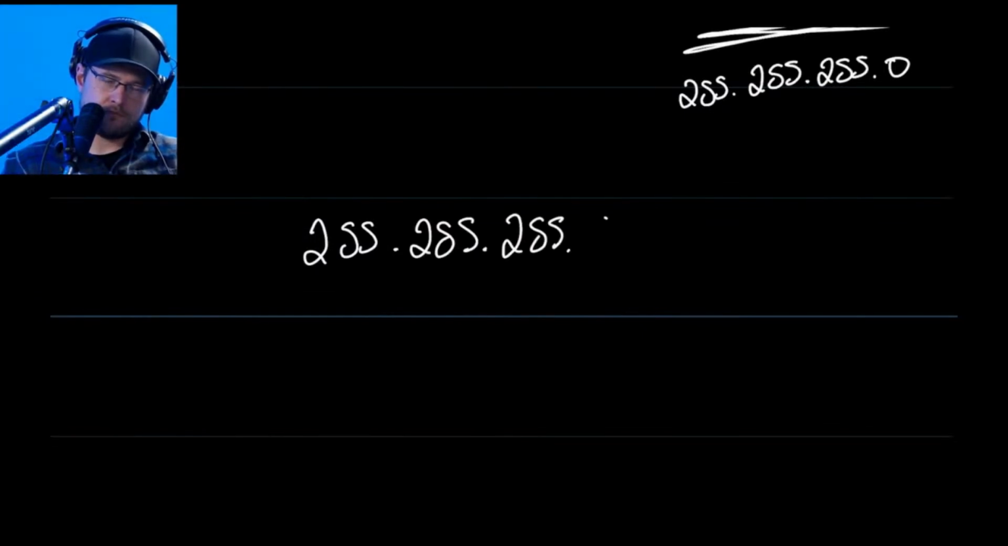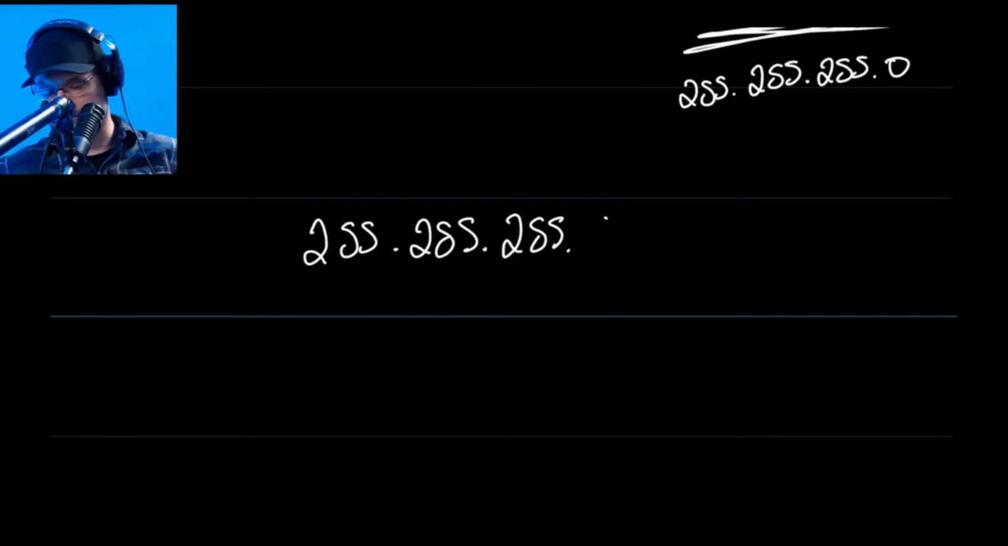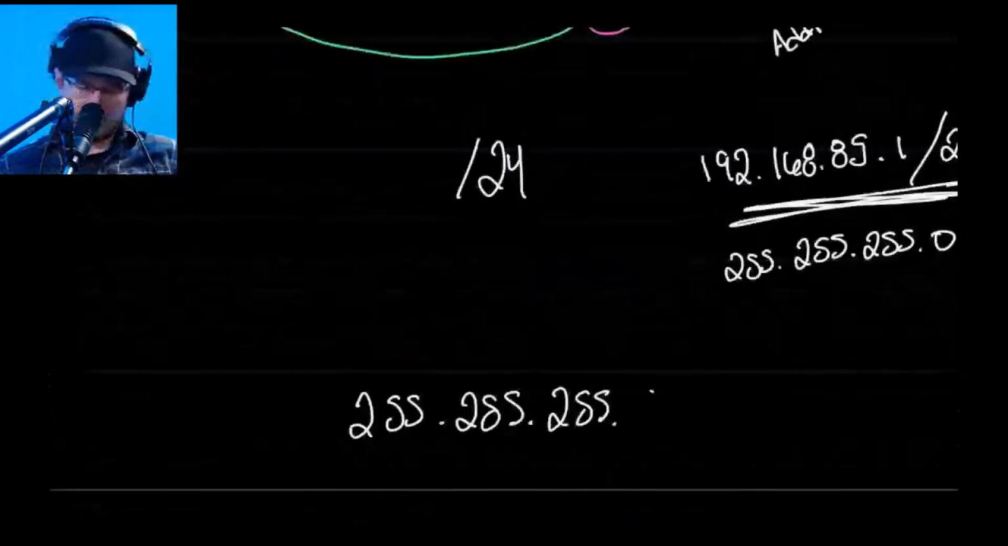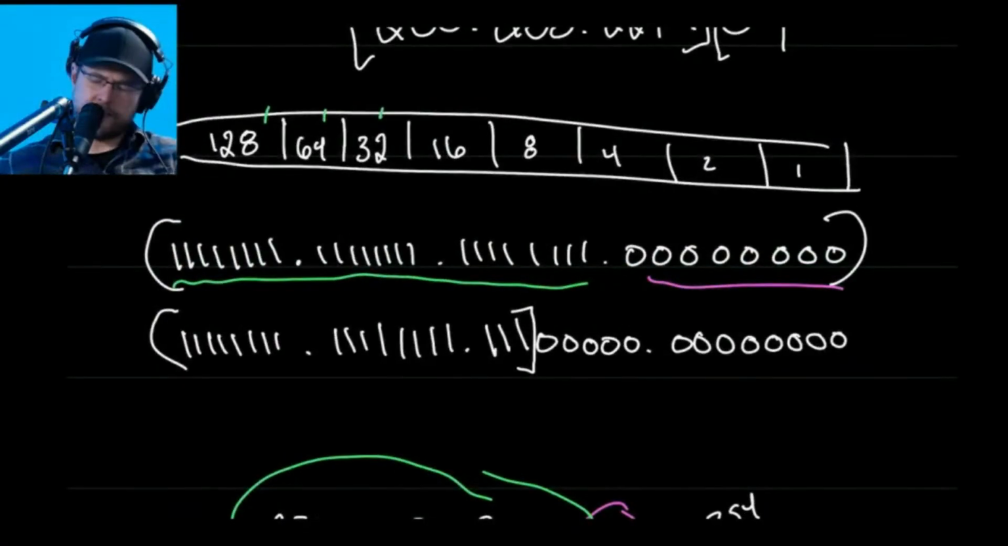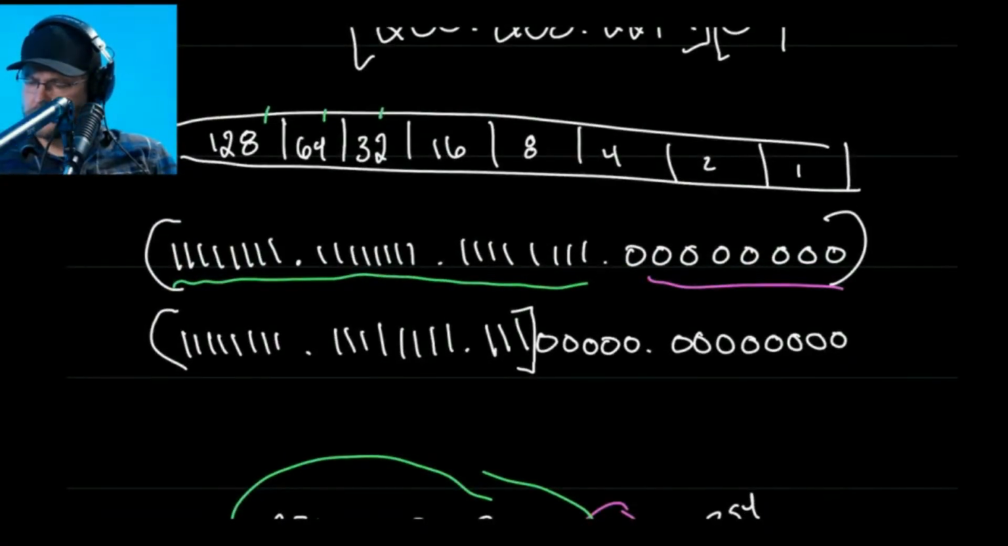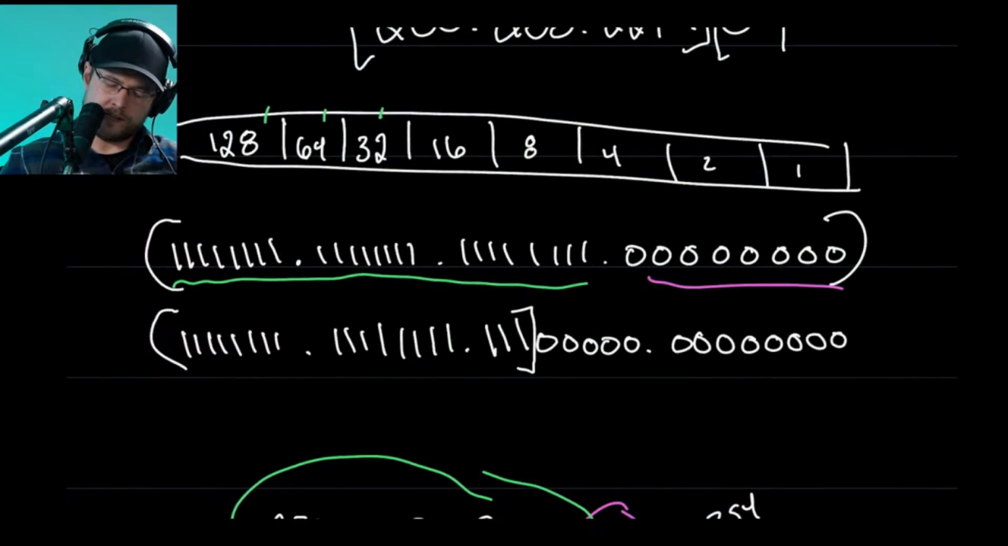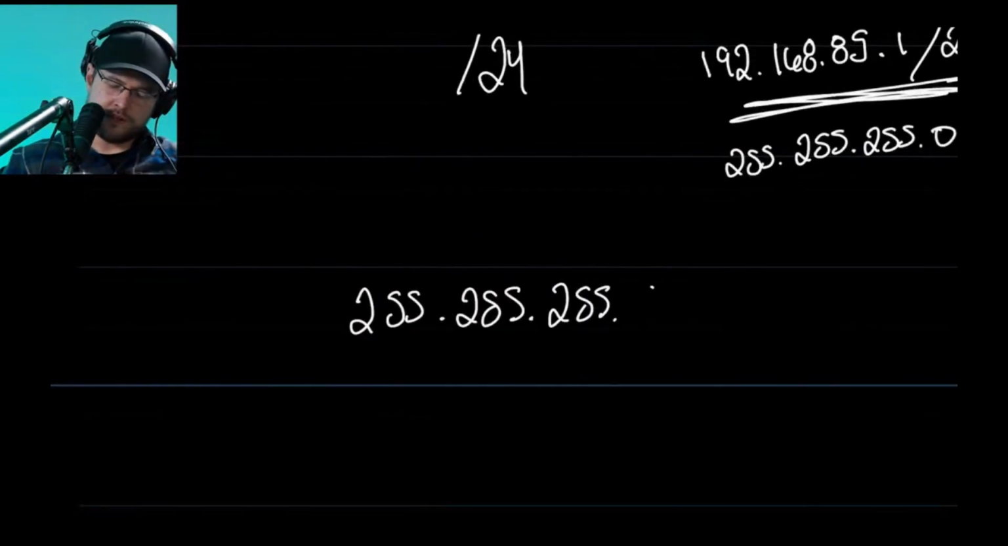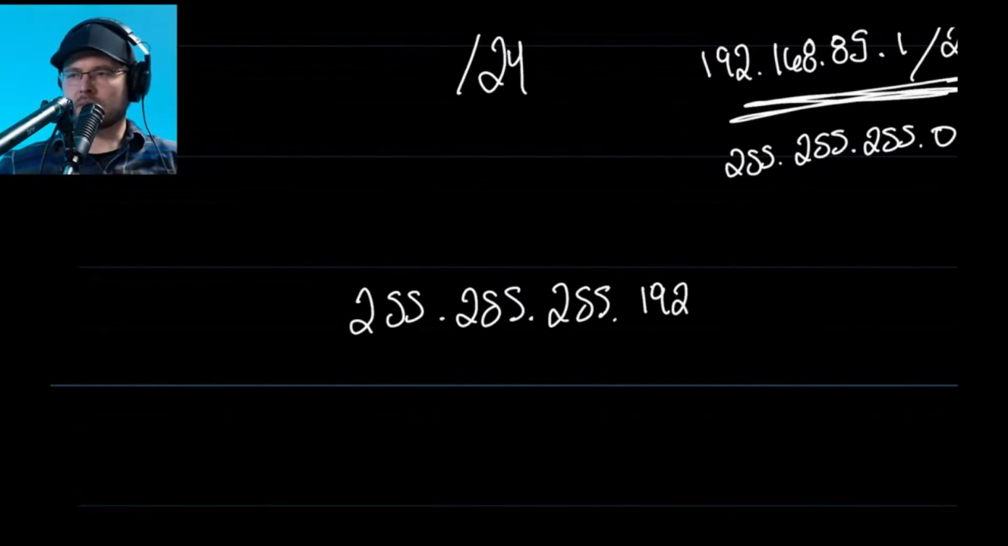Now, there are other combinations while we're talking about subnetting, for example, where you could do 255.255.255. What is it here? 190. Shoot, what is it? 128 plus 64 is 192. That's what it is. So you could write it like this.